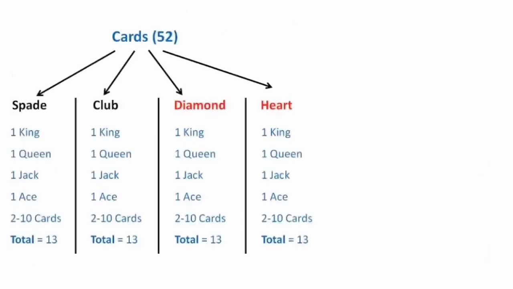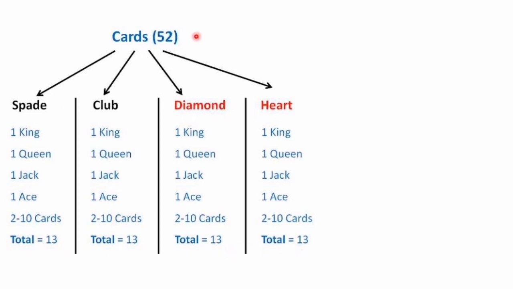If you summarize without the diagram, in a deck of cards there are 52 cards and it is categorized into 4: spade, club, diamond and heart. The spade and club together we call black cards, and diamond and hearts together we call red cards. In each category there are 13 cards, and 13 into 4 gives 52 cards. The number of black cards is 13 plus 13, 26, and the number of red cards is 13 plus 13, here also 26.